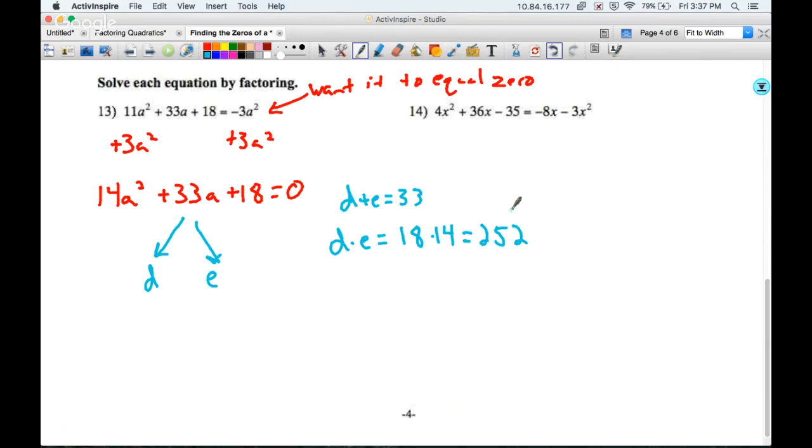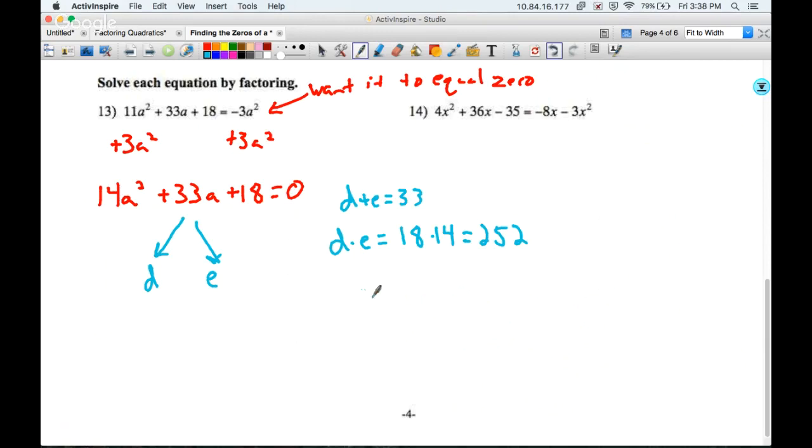Well, we've got two factors right there, 18 and 14, but those add up to 32, not 33. So they're close. We know the factors are going to be close. So one thing I could do is just start dividing 252 by numbers that are close to 18 and 14. Let's try 252 divided by 16. Nope, that gives me a decimal. 252 divided by 12. That gives me 21.